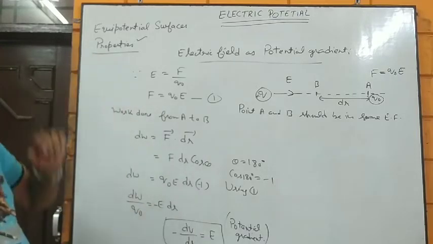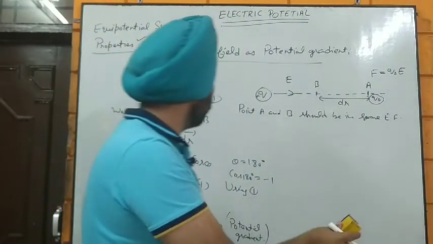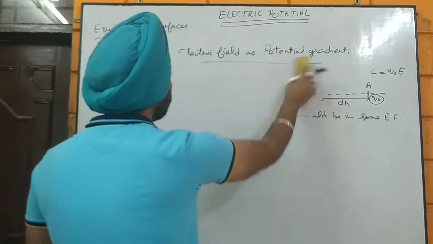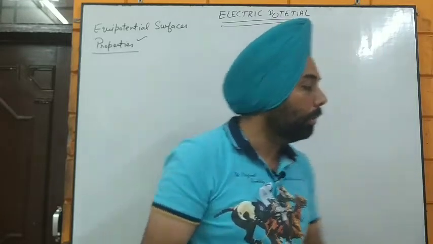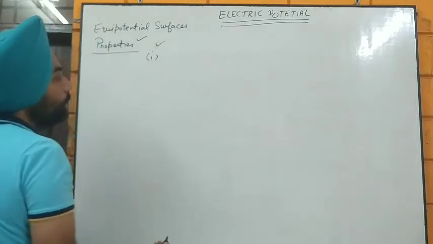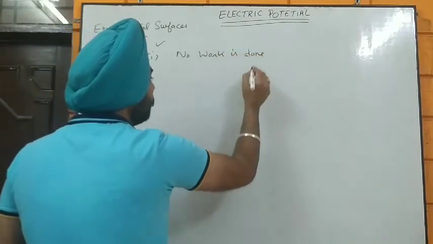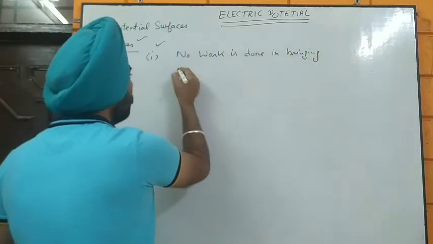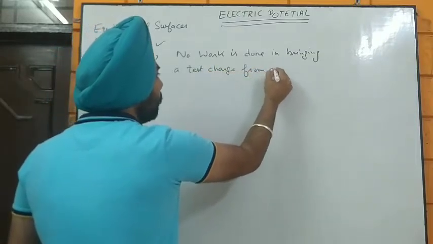Now we are moving to the properties of equipotential surfaces. The properties of equipotential surfaces are, now the first property: no work is done in bringing a test charge from one point to another.